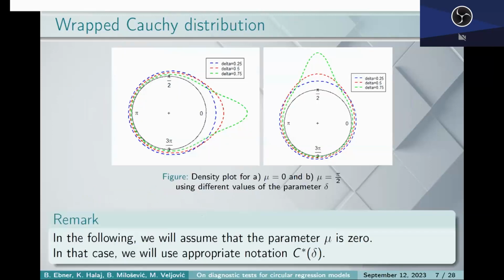From these figures, we can see what the density plot looks like for different values of the location parameter and concentration parameter. By changing the location parameter, we move the peak of the distribution around the circle, and by increasing the concentration parameter delta, the peak of the distribution also increases, and the concentration of points around the location also increases. For our purpose, we will assume that the location parameter is equal to 0, and we will use appropriate notation.